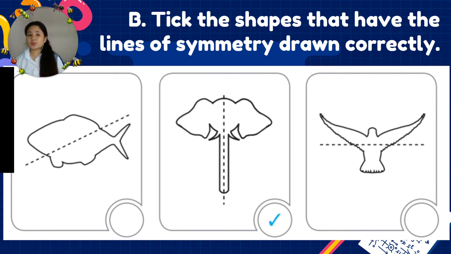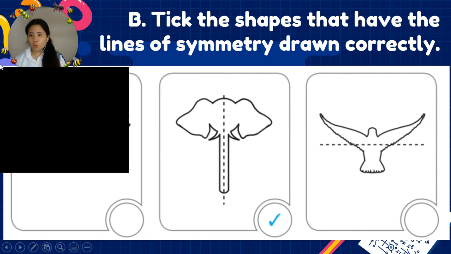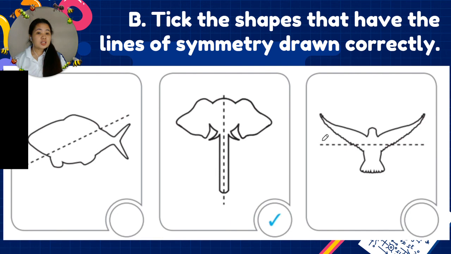Okay. Last picture. What is that? That's a bird. So is a bird a symmetrical shape? No. Why? Because the line is here and it doesn't divide equally. So it is not a symmetrical shape. Maybe if she put the line of symmetry here, it might be a symmetrical shape. But she put here, so it is not. That means the bird is not a symmetrical shape and no check.